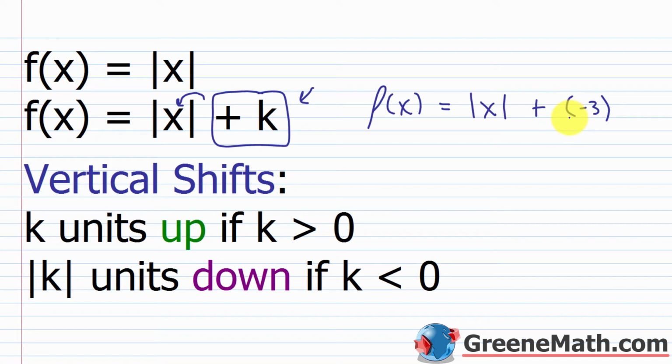Now, no one would ever write it like this. This is just how it is presented in your textbook. In most cases, you just see -3 here. So you would just kind of adapt and say, okay, I know if I'm subtracting away 3, I go down 3. If I add 3, I know I'm going up by 3.